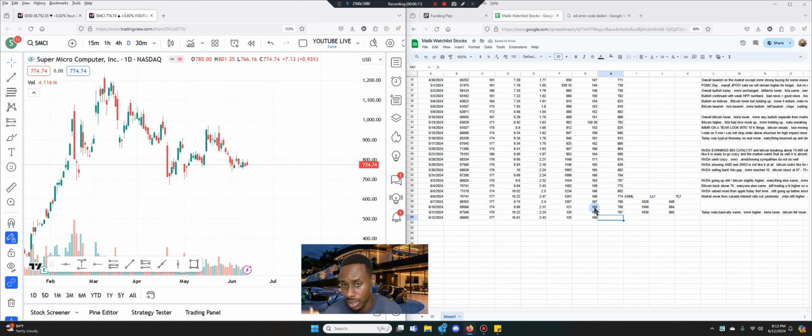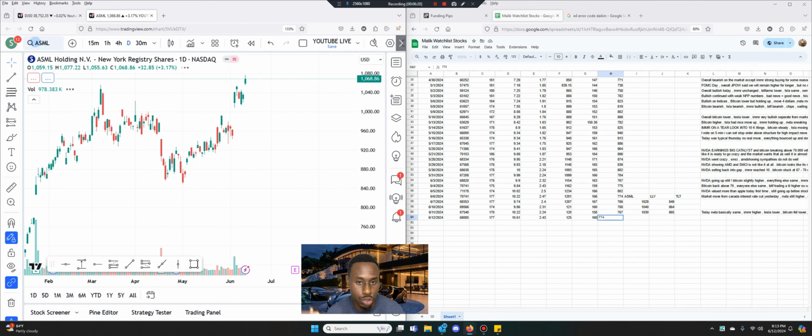But not really, because you can see it's been around that range for weeks now as I've been tracking it. SMCI, not really much either at 774. ASML, something is going on here.